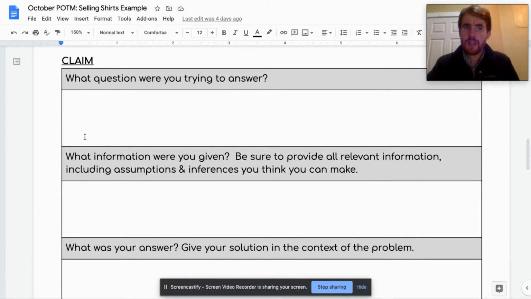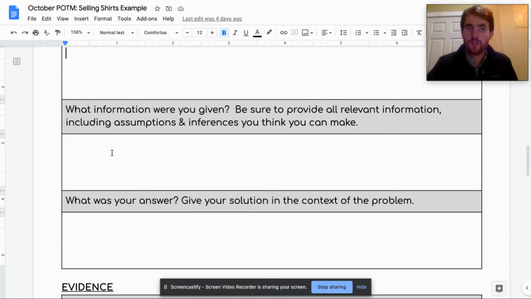The claim you should think of like your introduction to the problem. If you were to hand this write-up to someone and they didn't know the problem, what would you want them to read first? Well, you would write about the question you were trying to answer. So in this case, what question were you trying to answer? Whatever that was, write it down. Then you're going to write, what information were you given? Be sure to provide all relevant information.